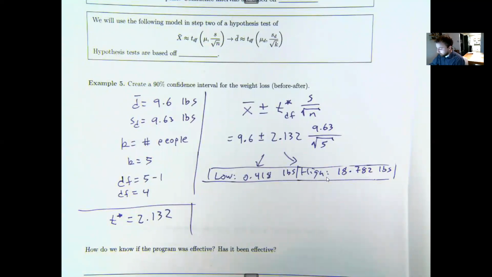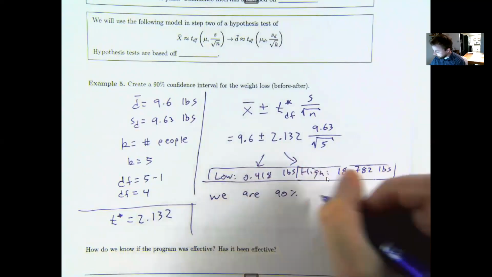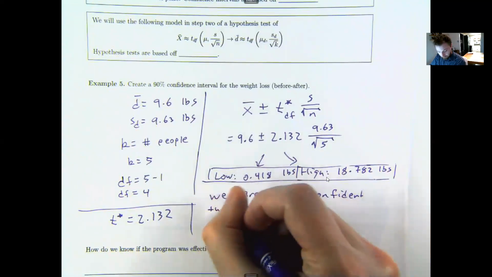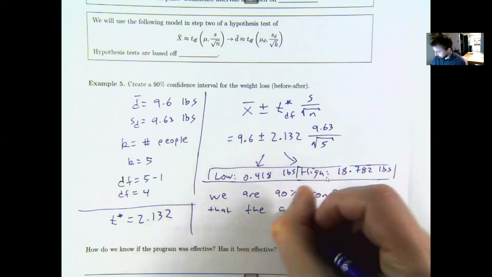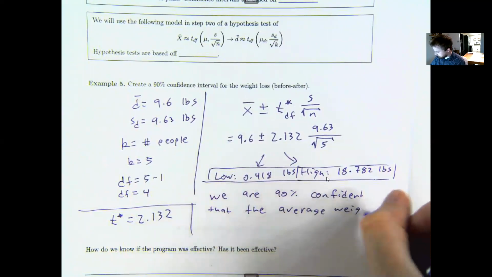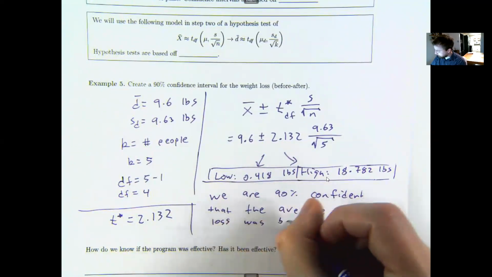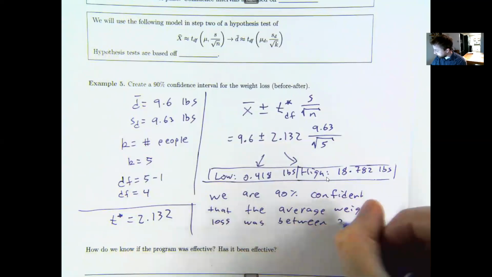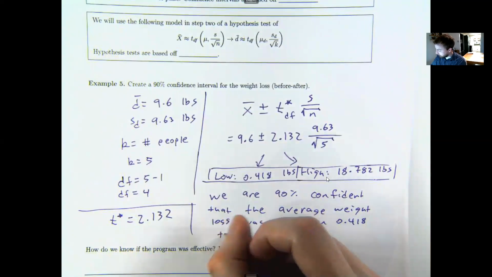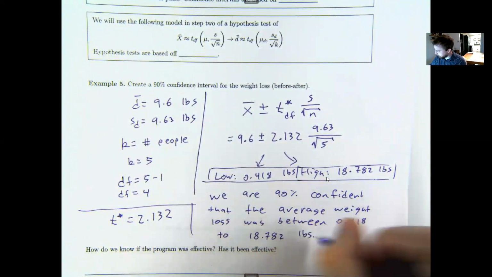So my sentence that would go along with this is: we are 90% confident that the difference, the average weight loss, was between 0.418 pounds and 18.782 pounds.